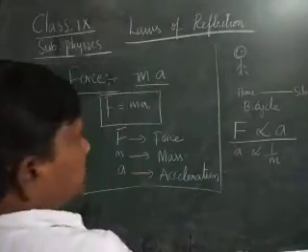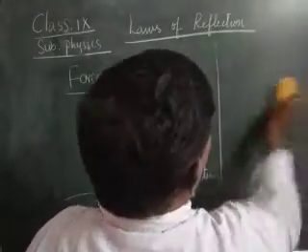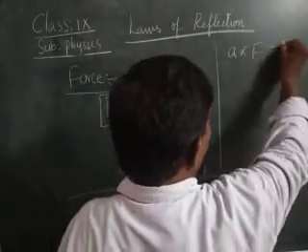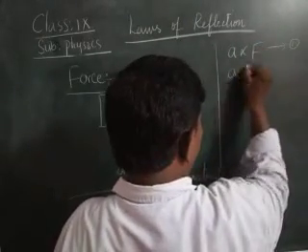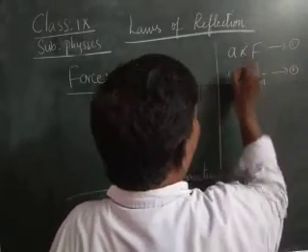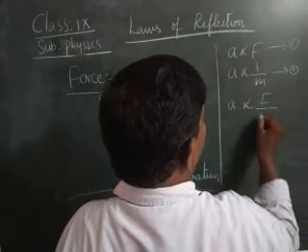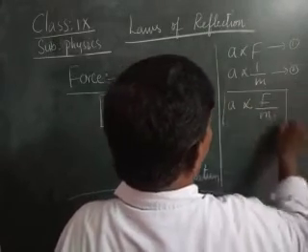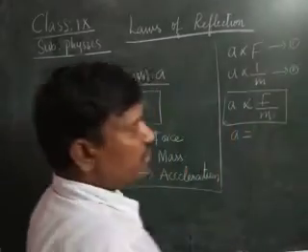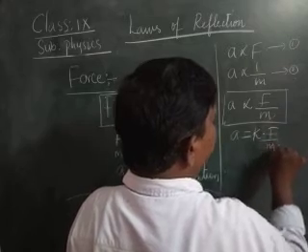In the first case, we learned that acceleration is directly proportional to its force. The second one is acceleration is inversely proportional to its mass. When we combine both of them, acceleration is directly proportional to force and inversely proportional to its mass. When we remove the proportionality symbol, we write the proportionality constant: a = K F/M.